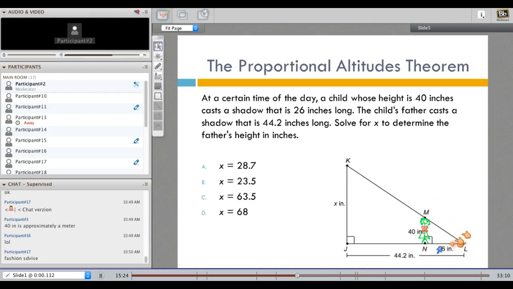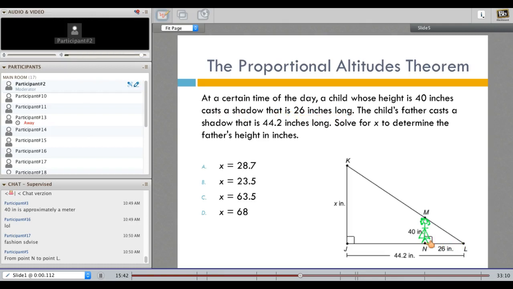Okay, because I get a lot of students that want to say, this is her shadow. No, think about, when you look at your shadow, where is it? It's on the ground. So from N to L. Okay, very good. Thank you. Yes, so right here would be her shadow. Okay? So it's saying cast a shadow that is 26 inches long. That's why they have the 26 down here between N and L. The child's father casts a shadow that is 44.2 inches long.